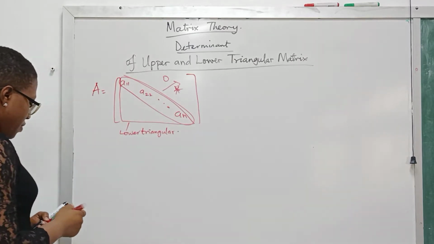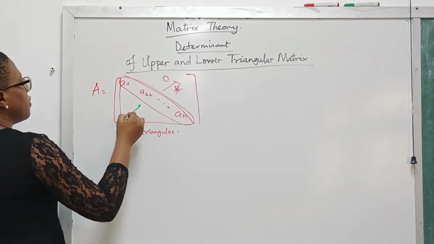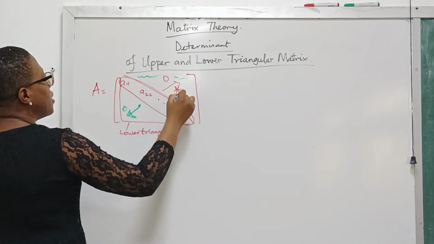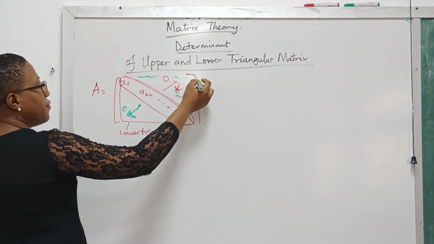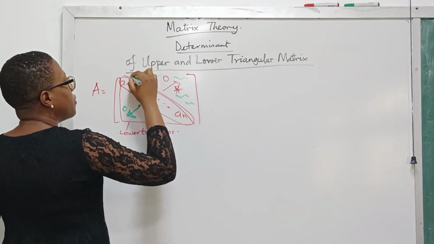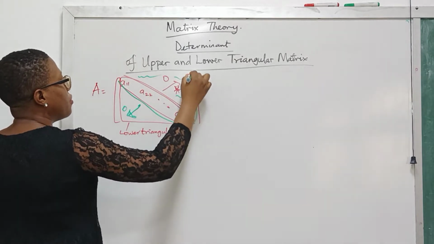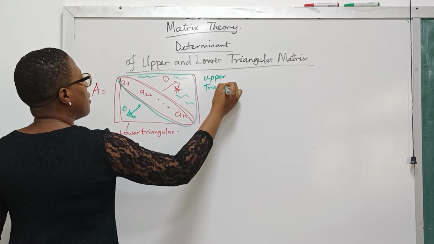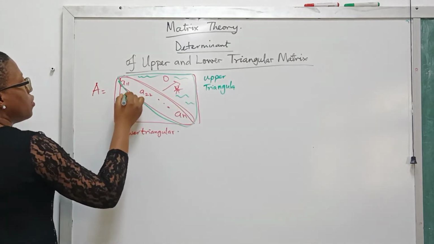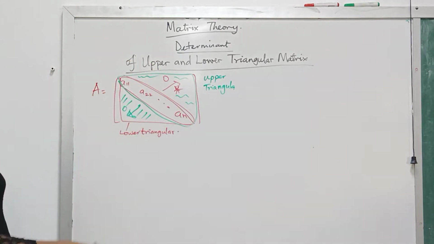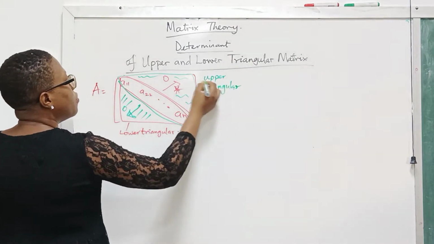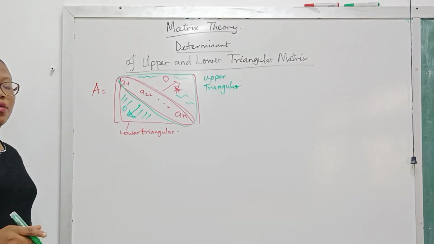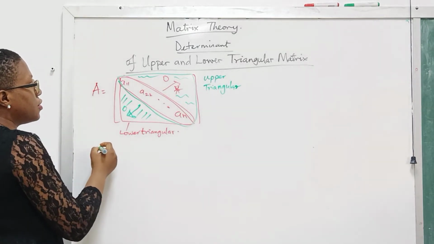But if we have the other way around, where all here are 0, while all here there are other numbers, any other number, then you have an upper triangular matrix. The whole of this upside will be an upper triangular matrix. If all the ones below the diagonal are 0, then it will be upper triangular. If all the ones above it are 0, then it's lower triangular.